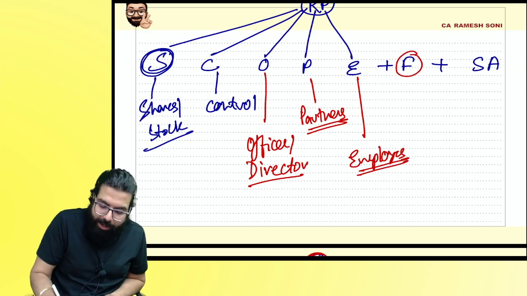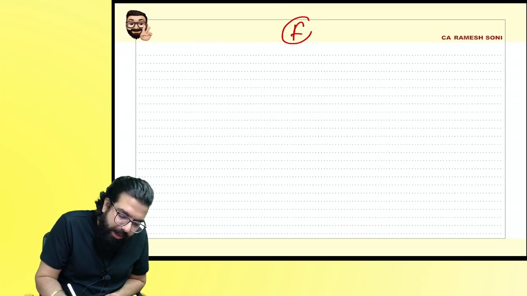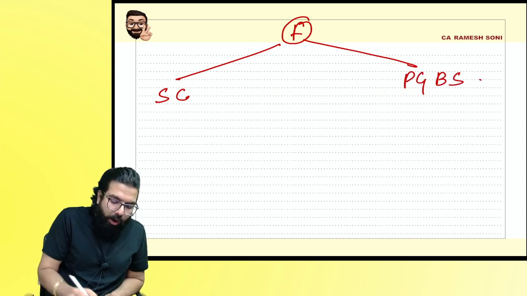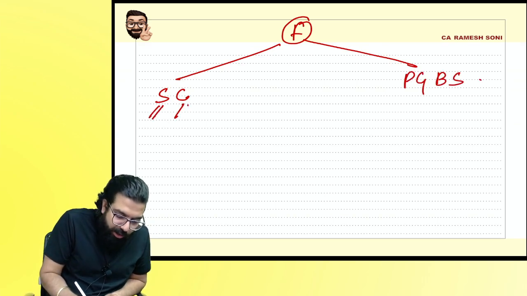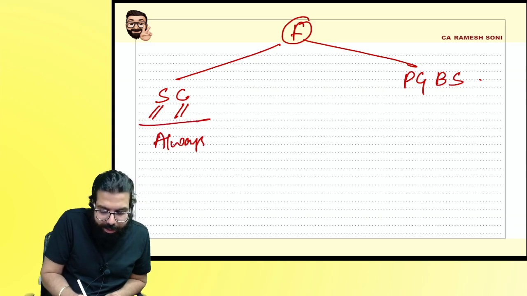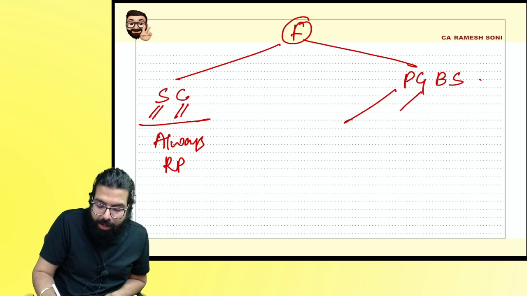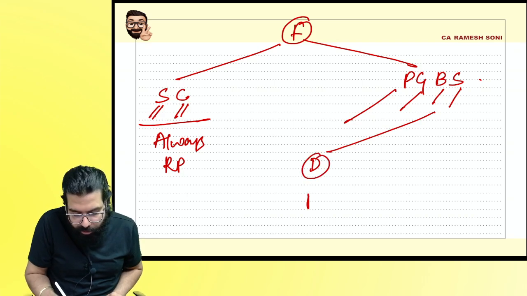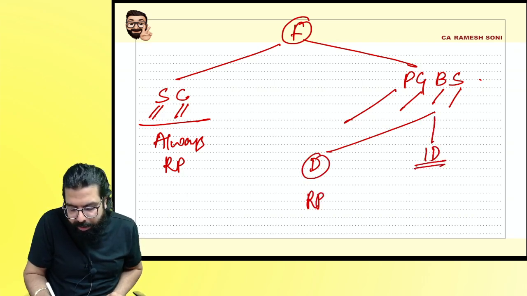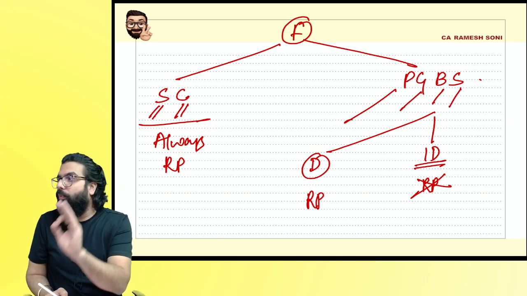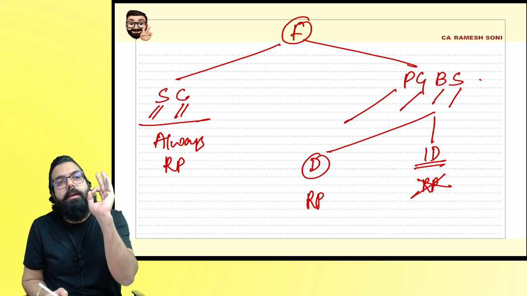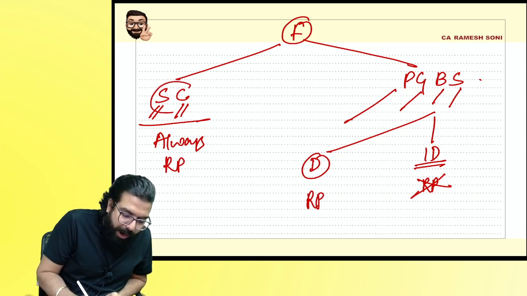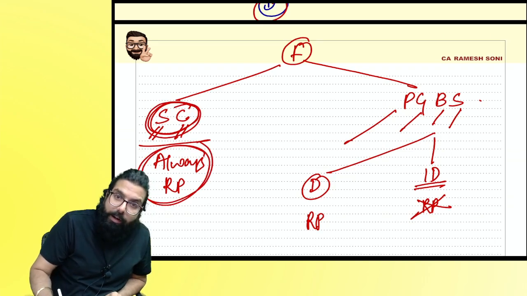Then we have family. Can you tell me family, everyone? Family means SC, Supreme Court, and PGBS. Always remember your spouse and your children are always your related persons. P means parents, grandparents, brother, and sister. Only if they are dependent on you are they your related persons. If they are independent, they are not your related persons. Don't forget this: parents, grandparents, brother, sister, dependent, related; non-dependent, not related. But spouse and children will always be your related persons.